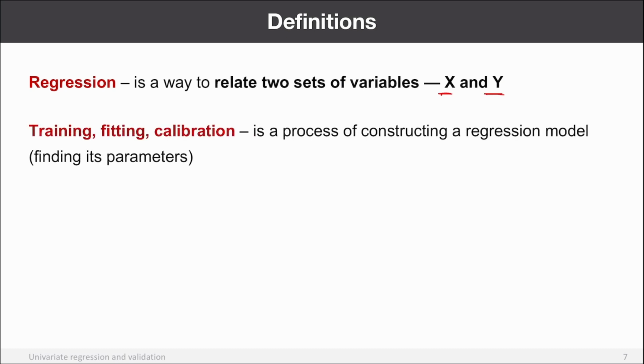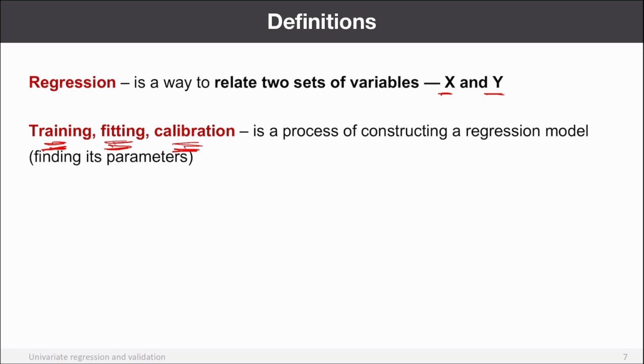We call x predictors and y we call response. Then the process of making this model, the process of finding the optimal parameters of your model, is called training, fitting, or calibration in different areas. For example, in statistics, we mostly use fitting. In data science, people use training. In chemistry, for example in chemometrics, people use calibration. But all these three terms have the same meaning.